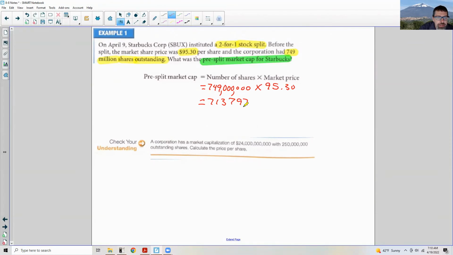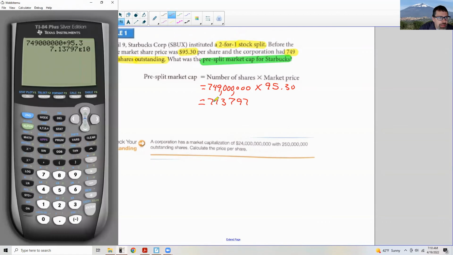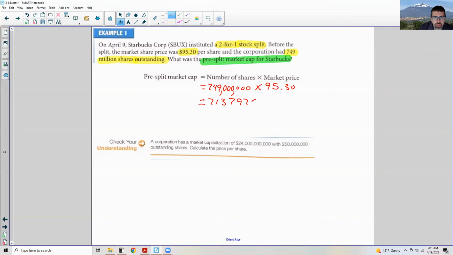And it said e to the 10, was it? So that's scientific notation with 10 decimal places. 1, 2, 3, 4, 5, 6, 7, 8, 9, 10. So the answer is $7,137,970,000. That is the market cap for Starbucks.